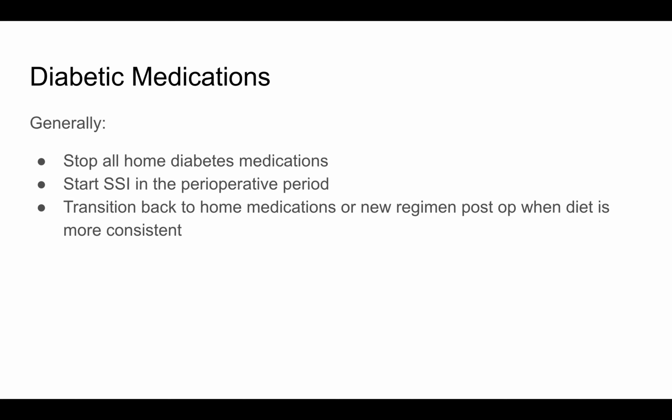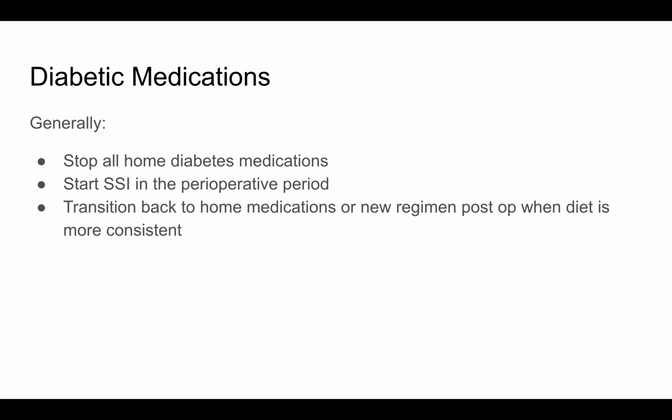So diabetic medications can be a little bit difficult in patients. This is a more generalized statement. Obviously, every patient's going to be a little bit different, but for the most part, I recommend stopping all home diabetes medications preoperatively, and especially in patients who are admitted prior to their procedure or spending some time in the hospital before undergoing surgery. Start these patients on sliding scale subcutaneous insulin.